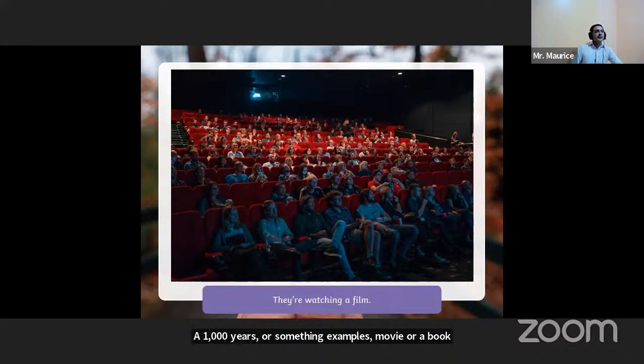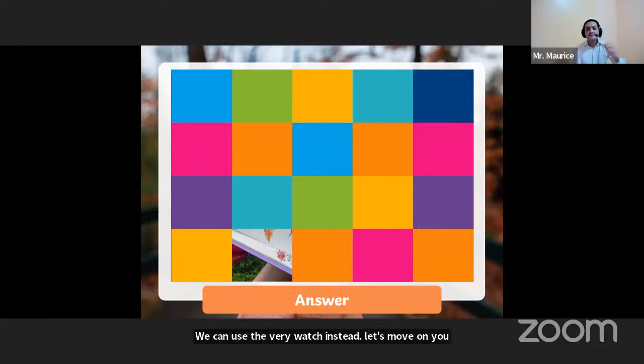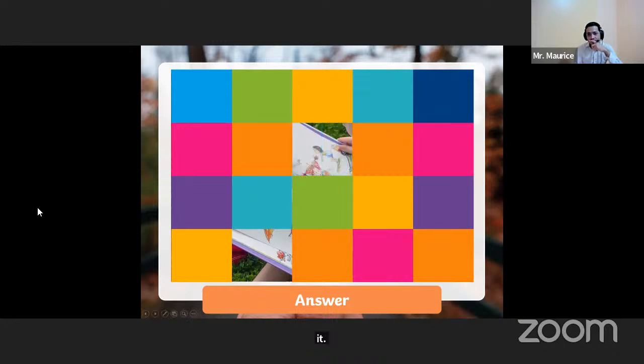Ahora, ¿por qué no utilizamos el verbo see? Porque no es muy común describir con see, seeing. It's not common to use the verb see. We can use the verb watch instead. Let's move on. You tell me what she's doing. No? Okay, no problem. What she's doing? In English, no Spanish. Come on, guys.